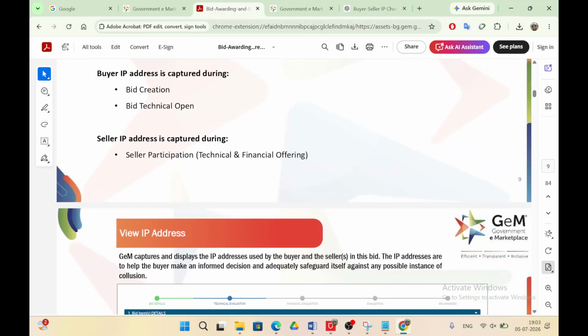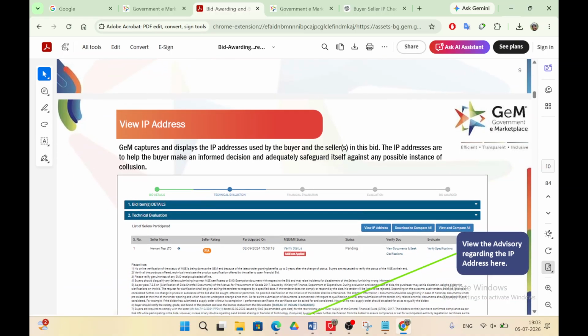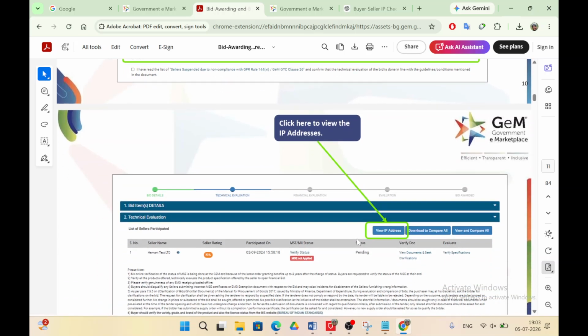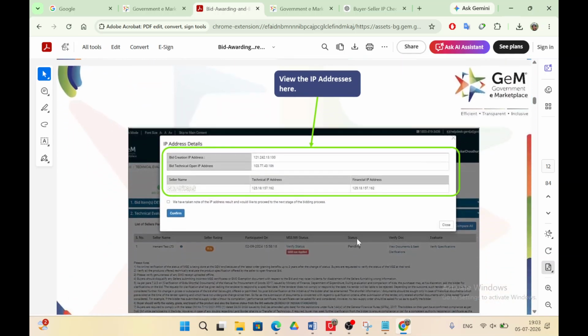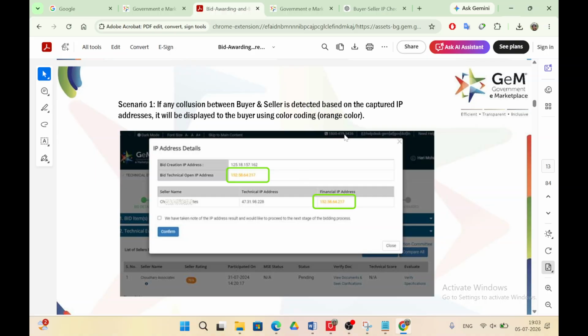What happens during technical evaluation: buyer can click on this view IP address, and the view IP address tab will be there. When the buyer clicks, GeM will show buyer IP address and seller IP details. If there is any matching, then it will show like this. If buyer and seller IP is matching, it will show through color coding, so it will show orange color if buyer and seller IP is matching.